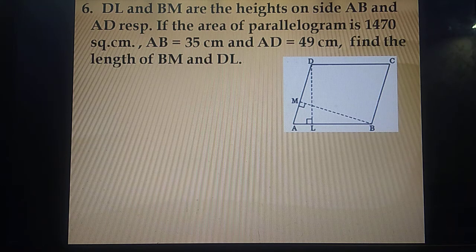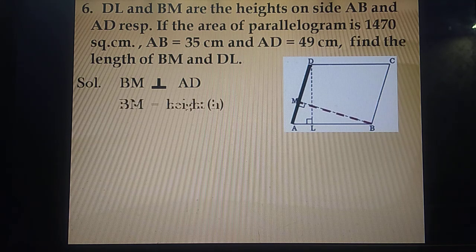First consider AB 35 centimeter and AD 49 centimeter. Here first we have to find the length of BM. BM is falling on AD. So we will use the formula of area. As BM is perpendicular on AD, BM is making 90 degrees, so it is the height. AD will act as a base. Area is given to you.